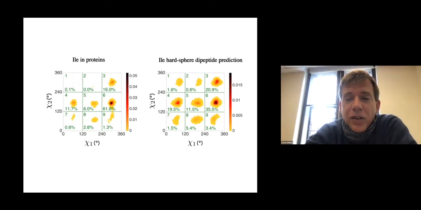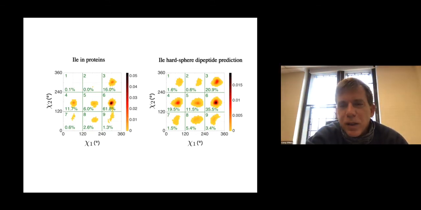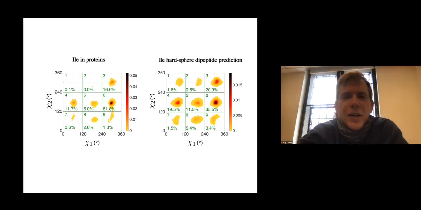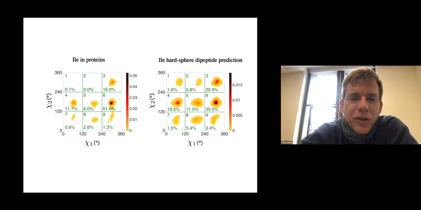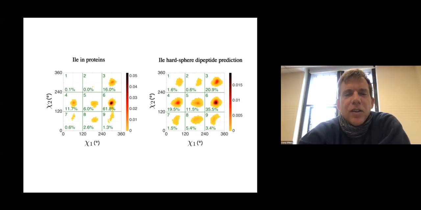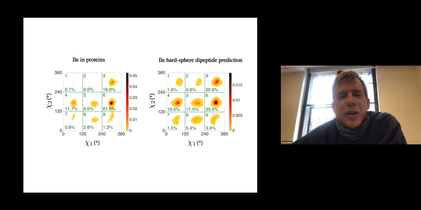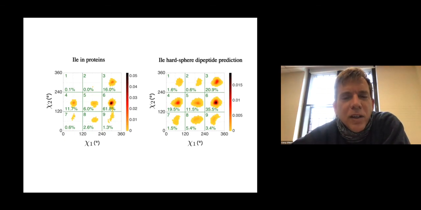So then I show you the results from the dipeptide. In the example of isoleucine, you see the experimental data is on the left, and again you see that rotamer number 6 is very highly probable, 60% probability in that particular rotamer.